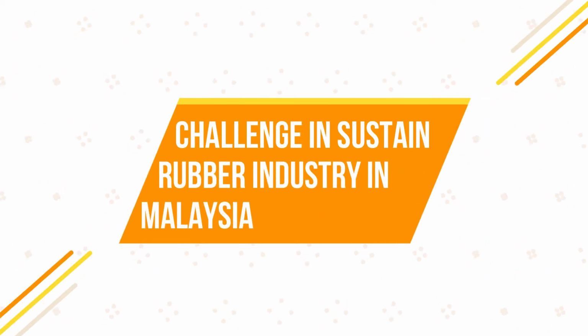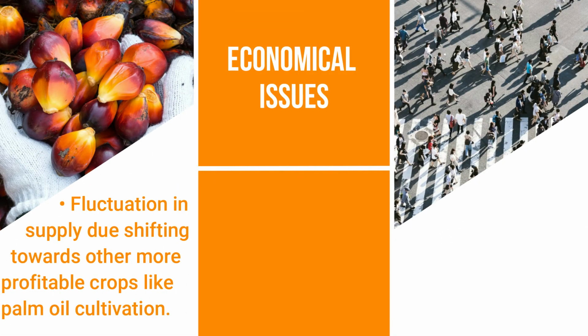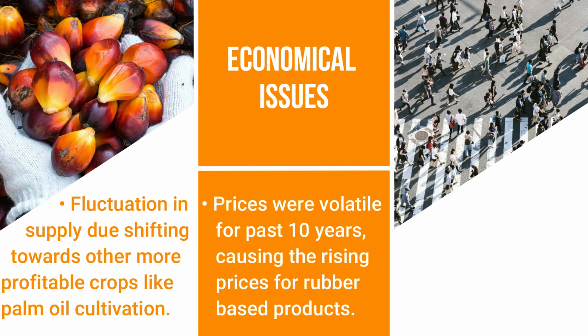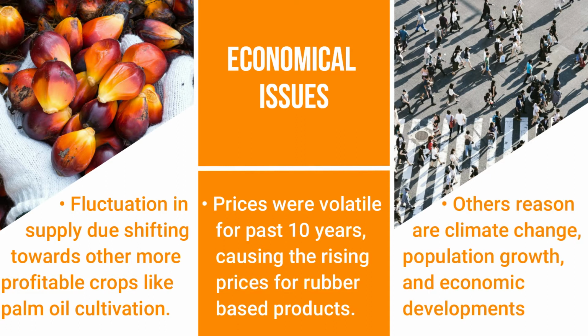Challenges in sustaining the rubber industry in Malaysia. Economical issue. Fluctuation in natural rubber supply is due to production cuts and shifting towards other more profitable crops like palm oil cultivation. Prices were fluctuating and volatile over the past 10 years, causing rising prices for tires and other rubber-based products. Various reasons cause fluctuation in supply and demand, such as climate change, population growth, and economic developments.